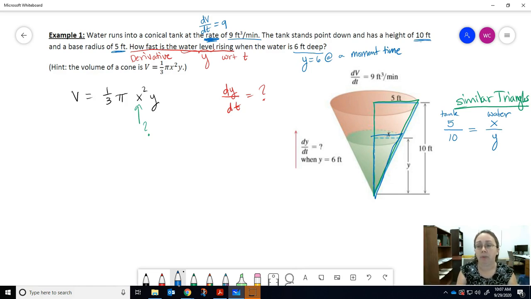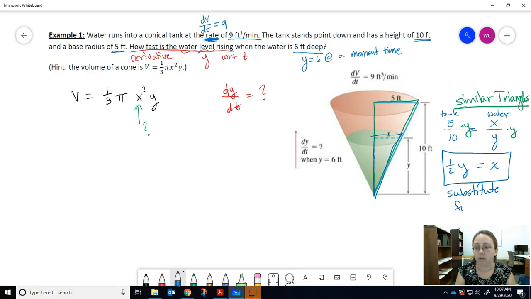So using this information, we can solve for the letter that we don't need. So x, keep the x, multiply both sides by the y, and you end up with x equals 5 over 10. Well, that's just 1/2 y. This information we can use to substitute for x in our volume equation. So this is one of the tricks from geometry that you're going to need in your related rates problems.